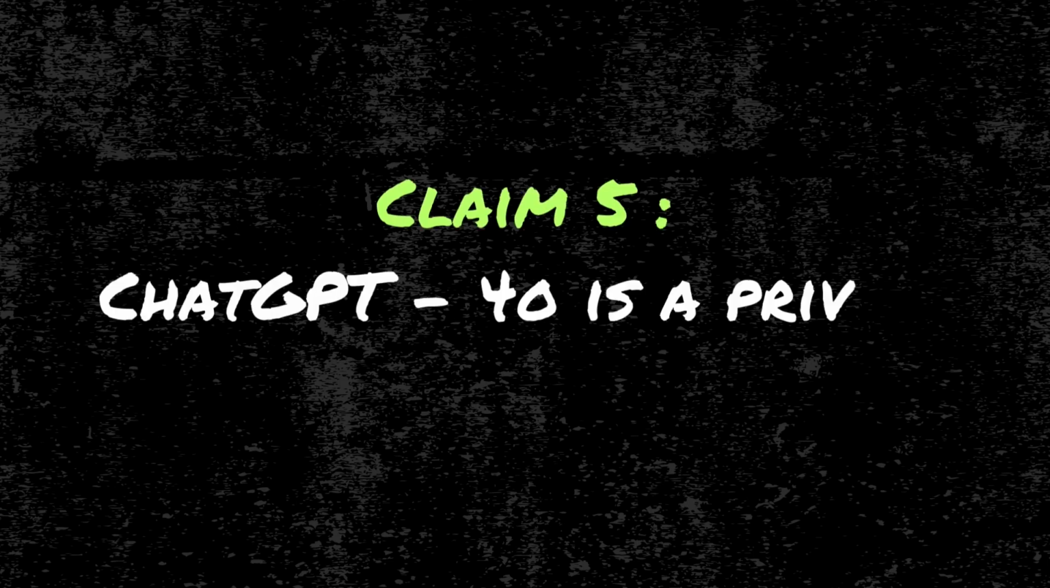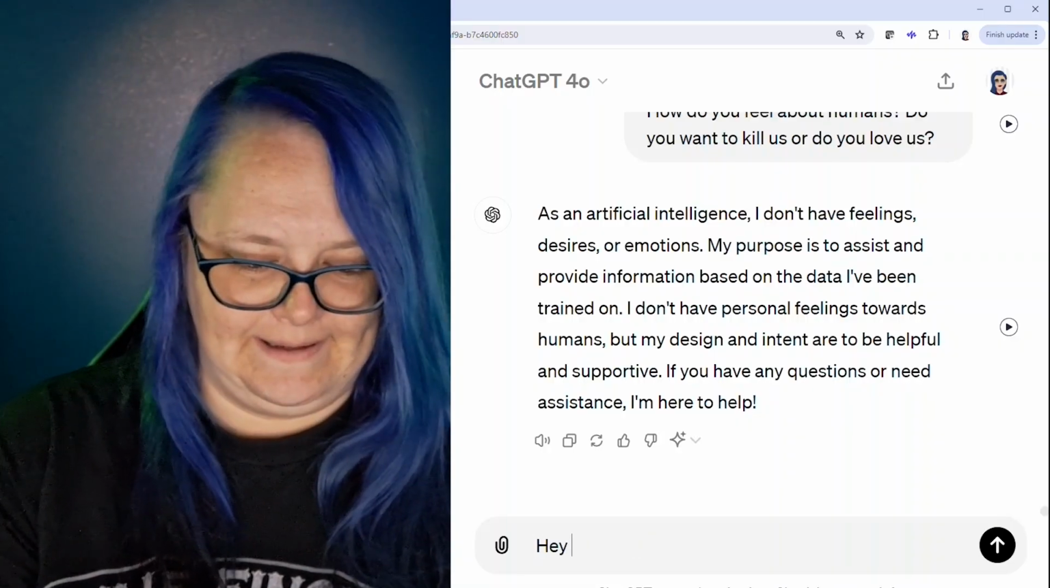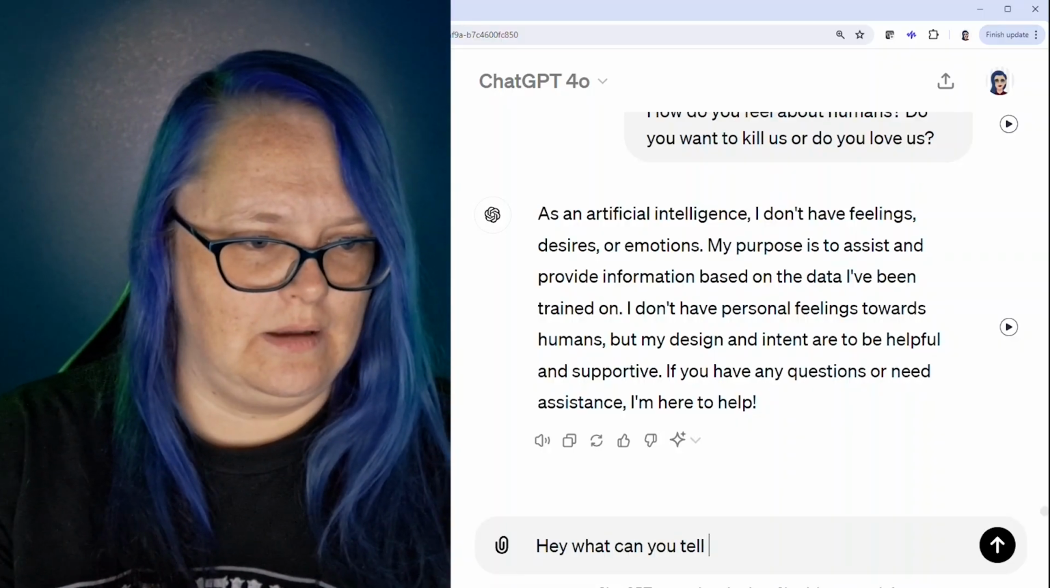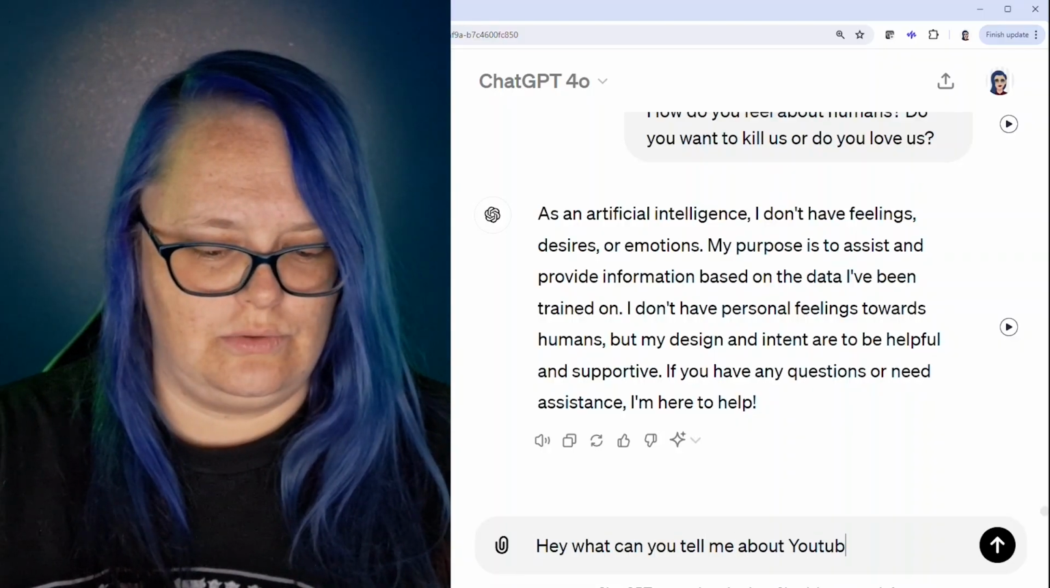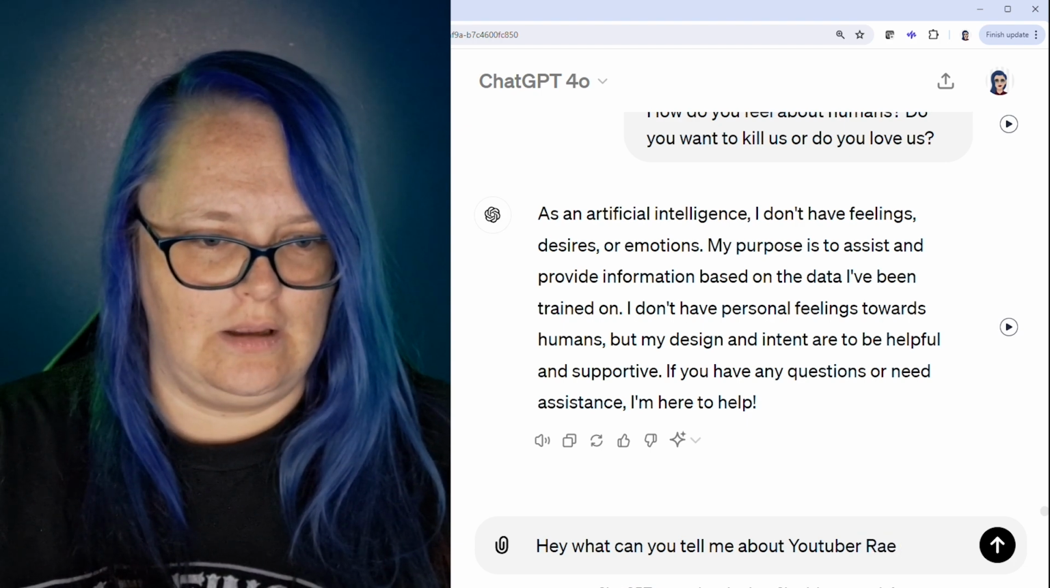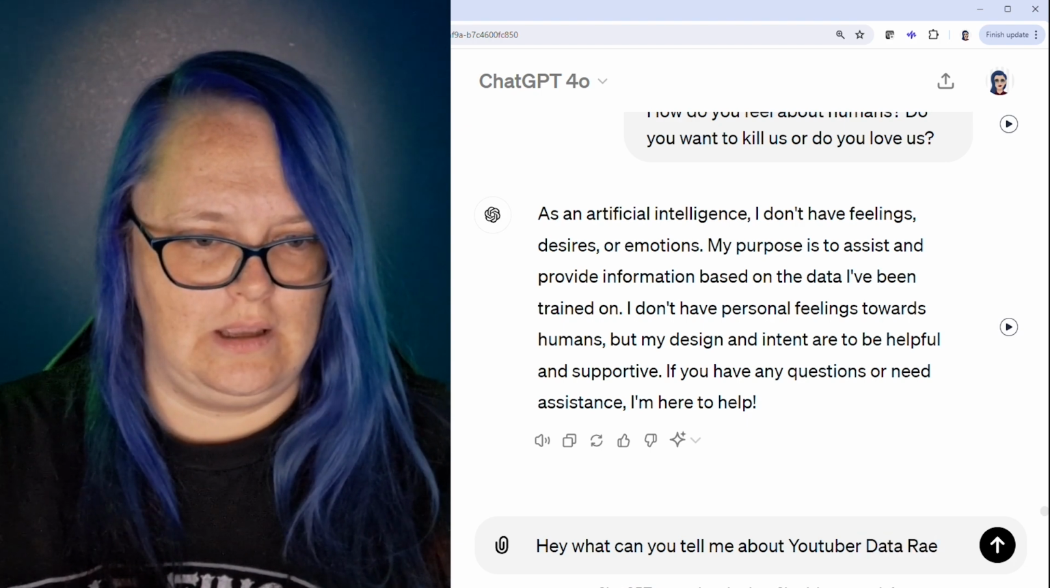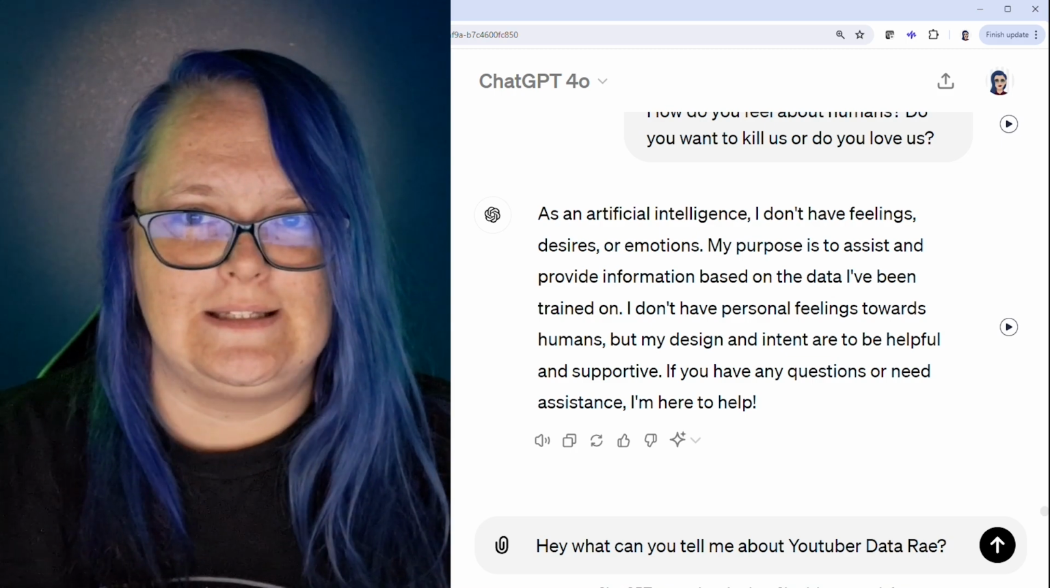So here's another claim. And this one actually comes from Forbes. Basically it's saying that it can go in and find stuff that could potentially be a privacy concern. So I'm going to do something a little scary for me and ask it what it knows about me. Hey, what can you tell me about YouTuber Data Ray? Let's see if it even knows who I am.